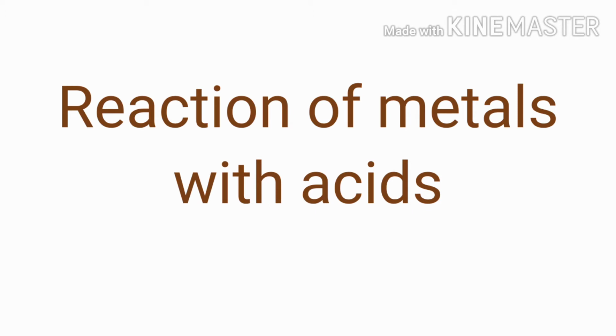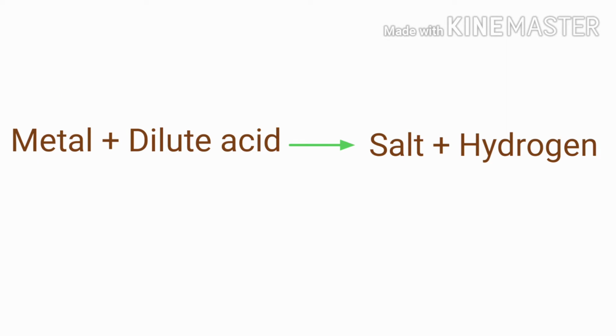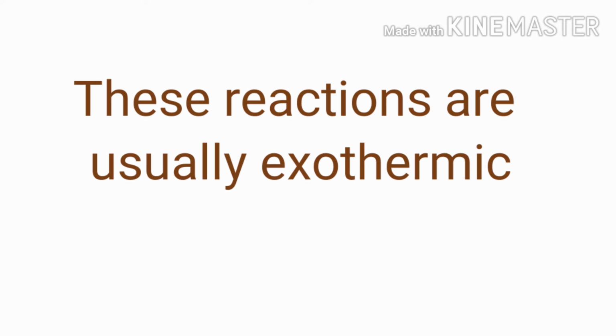Hello students. In this video we are going to discuss some reactions of metals, and the first one is the reaction of metals with acids. Metals react with acids to give a salt and hydrogen gas, and the hydrogen gas is evolved as bubbles through the solution. These reactions are usually exothermic in nature.